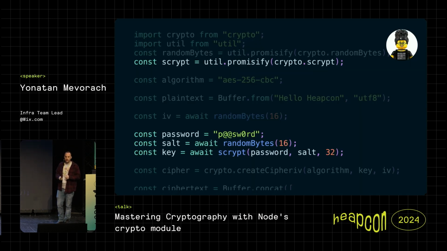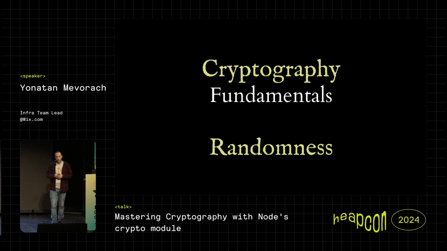We have 3 KDFs baked into the crypto module. This one is called scrypt, secure crypt. Basically, you get the password, you generate, again with random bytes, the salt, and you pass that to the scrypt function, and you get back the key that you can later use. So as we saw, being able to compute and use random values is super critical when we're doing cryptography. So let's talk about how you do that securely.